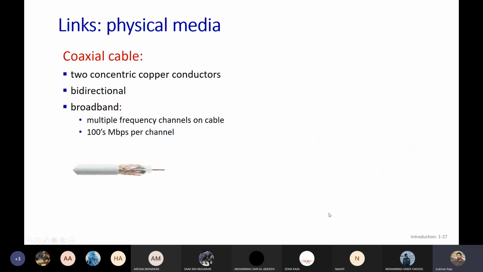Now look at coaxial cable. This is another type. Look at this figure. This is used in cable networks, which we discussed before the break. These are two concentric copper conductors, and this is bidirectional, and we have broadband, meaning multiple frequency channels on a cable. Various channels are divided, around 100 Mbps per channel. This is a coaxial cable.